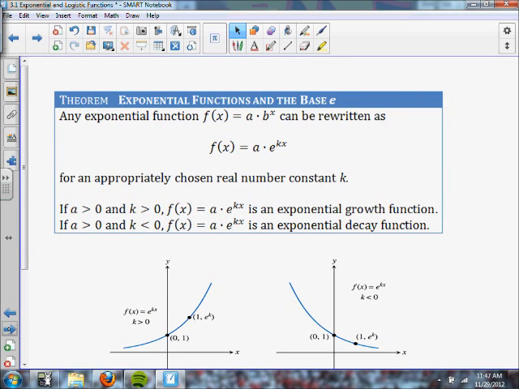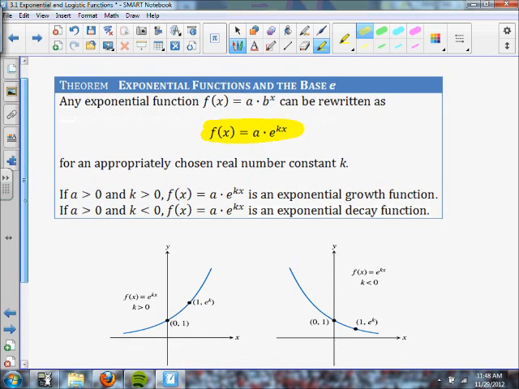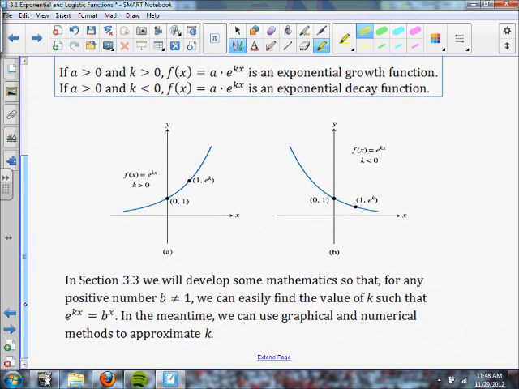Okay? Now, here's the theorem. Exponential function, the base e. Any exponential function, a times b to the x, can be written as f of x equals a times e to the kx for an appropriately chosen real number constant k. If a and k are both greater than 0, then it's an exponential growth function. If a is greater than 0 but k is less than 0, it's an exponential decay function. Okay? So here's exponential growth, here's exponential decay.